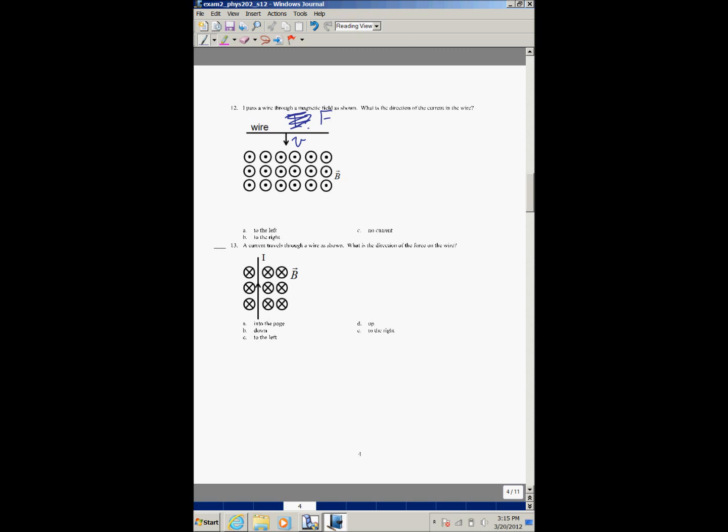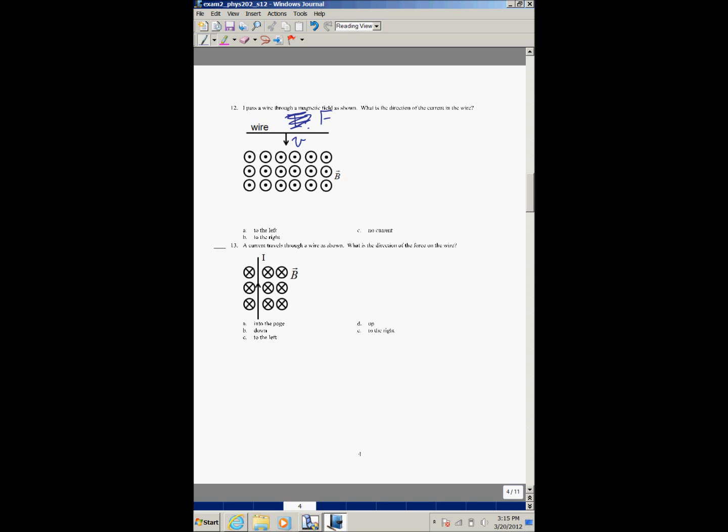Pass a wire through a magnetic field as shown. What is the direction of the current in the wire? So my V is down, my magnetic field is out of the page, and I want to know the direction of the current. Actually, I want to know more specifically what is the direction of the force on the charges in the wire, and then that'll give me the direction of the current.